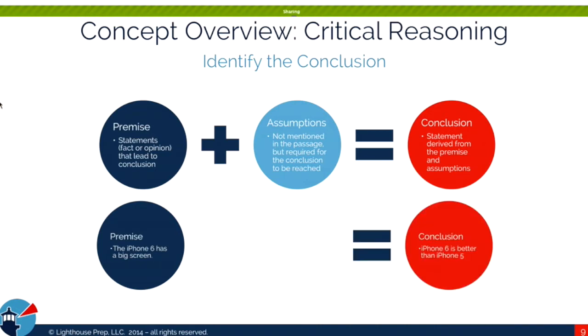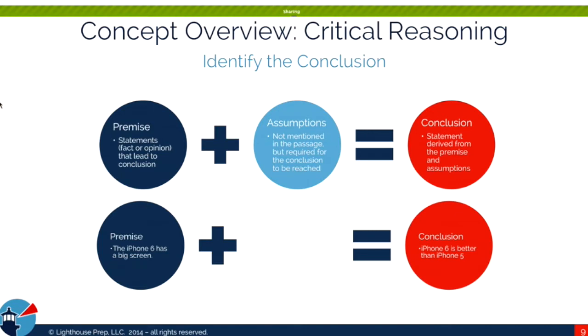It leads us to believe that the iPhone 6 is better than the iPhone 5. But can you really conclude from the iPhone 6 having a big screen that it is better than the iPhone 5? No. You need something in the middle there, right? What is that thing in the middle? It's the assumptions. The assumptions are things that are sometimes even plugged in automatically by our brain without us thinking about it. But it's very important on the GMAT critical reasoning arguments that you don't let your brain automatically fill in some assumptions, because that's usually where the traps lie.